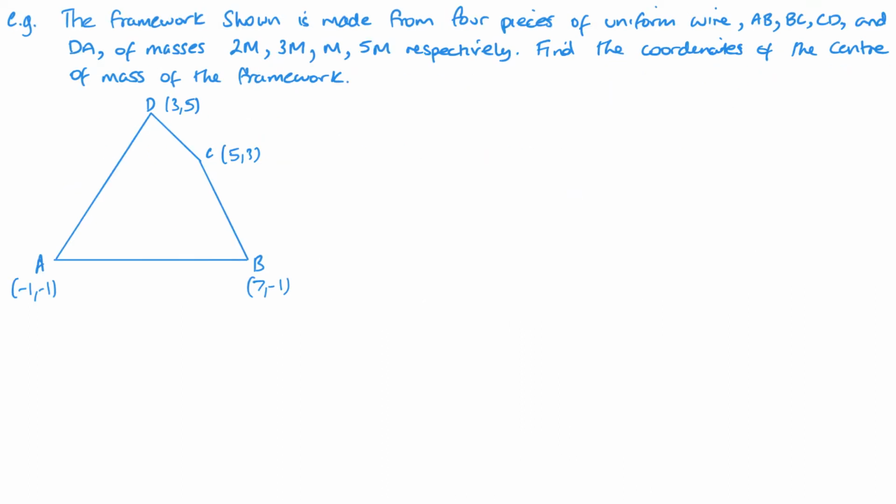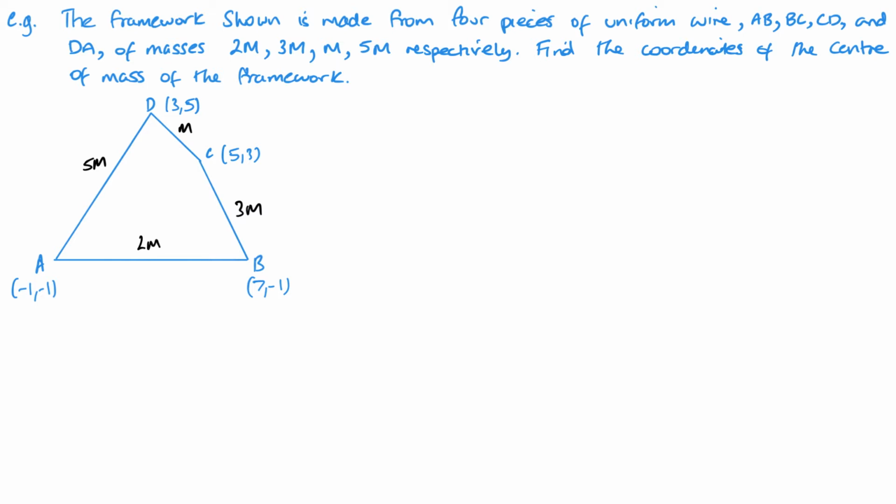Now, in this example, we're looking at a framework, and it gives us the masses of each of them. So A to B is 2m, B to C is 3m, C to D is m, and D to A is 5m. So those are my masses, and then I need to find the coordinates of the centre of mass of the framework.